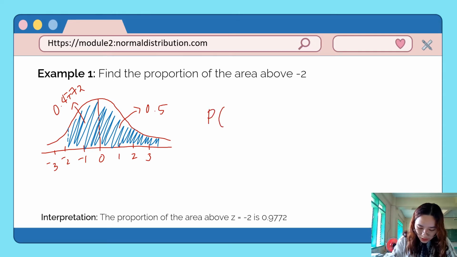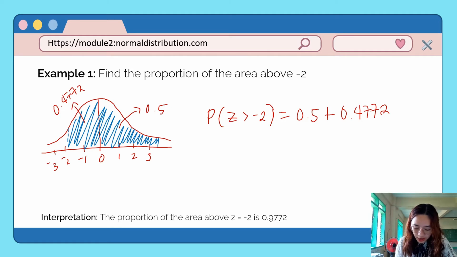Let's use a probability notation to form this equation. So we have the probability z greater than negative 2, or above negative 2. Same lang po yan. So, kailangan lang natin i-add ang 0.5 at 0.4772. So, yun na yung buong area ng z greater than negative 2. That is 0.9772. Ayan. So, the proportion of the area above negative 2 is 0.9772.